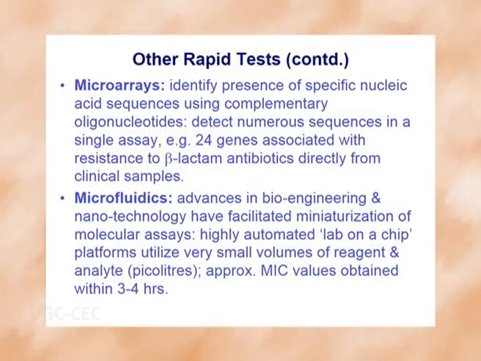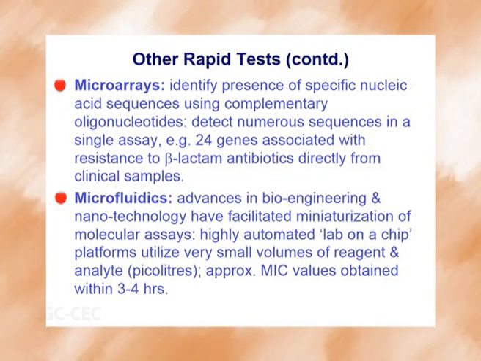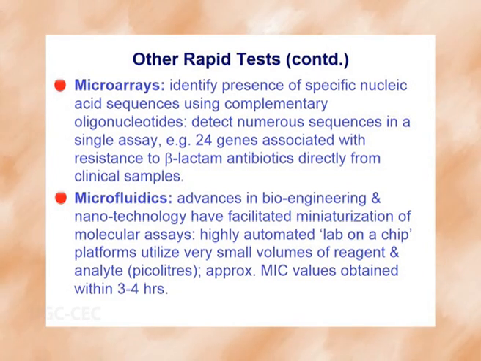Other methods that are available are the microarray systems. They identify the presence of specific nucleic acid sequences using complementary oligonucleotides. And in microfluidics, advances in bioengineering and nanotechnology have facilitated miniaturization of molecular assays, and highly automated lab-on-chip platforms utilize very small volumes of reagent and analytes, and approximate MIC values can be obtained as early as 3 to 4 hours after getting the sample.